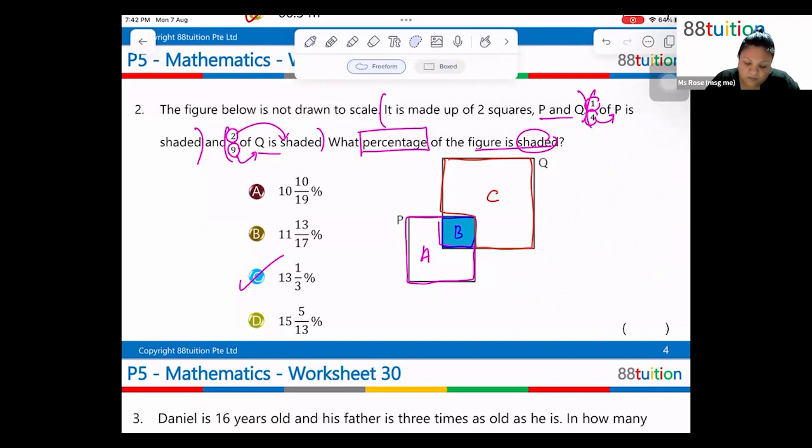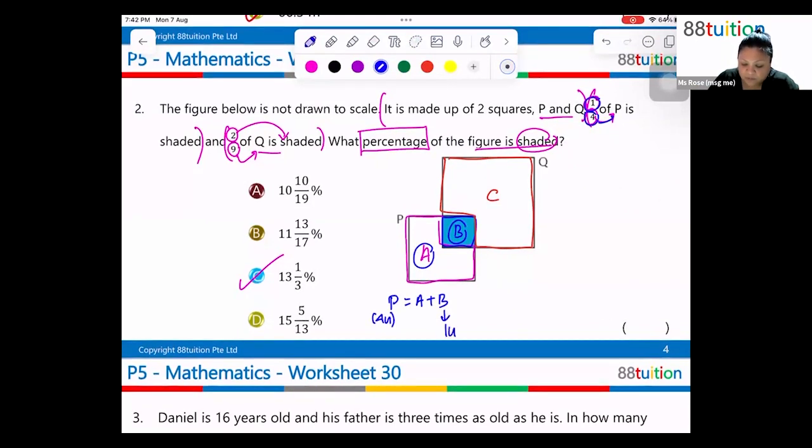Okay, so we know that 1 out of 4 of P is shaded, right? So P is made up of A plus B. Now, because P itself is 4 units and the shaded part is B, which is just 1 unit, how many units is A? 3, very good. So if I write down the ratio, A is to B is 3 is to 1. Now, I can also write down Q is made up of B plus C.